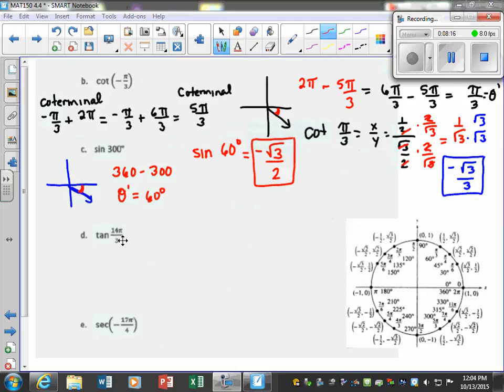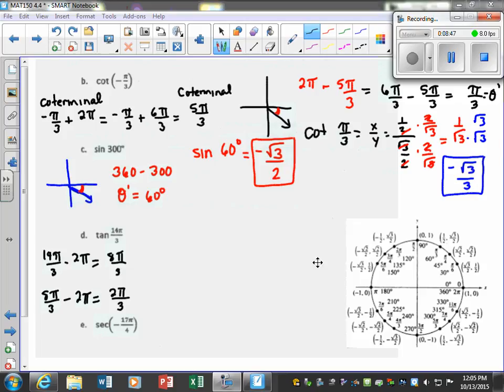Okay, the next one is tangent of 14 pi over 3. So first of all, look for 14 pi over 3. Not over here. So how would I take out a revolution in radians? Subtract out 2 pi. Okay, find a common denominator, it's 8 pi over 3. I look over here. 8 pi over 3 is still not on my unit circle, so what do I do? Subtract out another 2 pi. Okay, 2 pi over 3. Is it over here? Yes, it's right here in quadrant 2, so good.